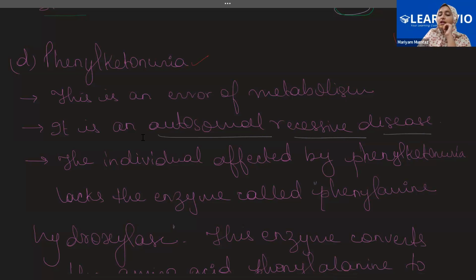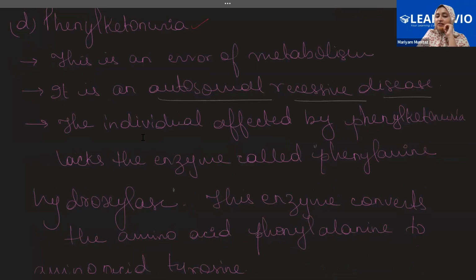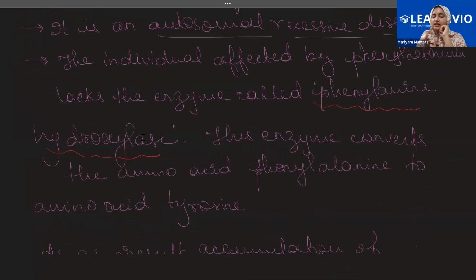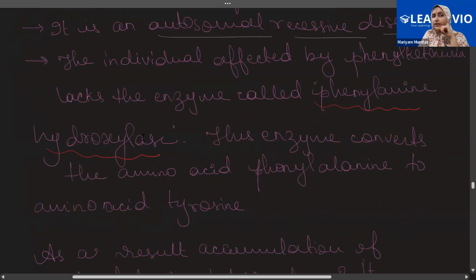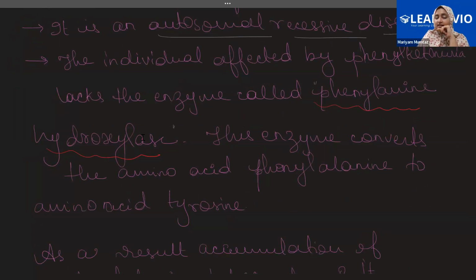So, the individual affected by phenylketonuria lacks the enzyme known as phenylalanine hydroxylase. Now, what is the function of this enzyme and why is it important? See, in our body, under normal conditions, the phenylalanine hydroxylase enzyme converts the amino acid phenylalanine into the amino acid tyrosine. This is normal metabolism that happens in the body.